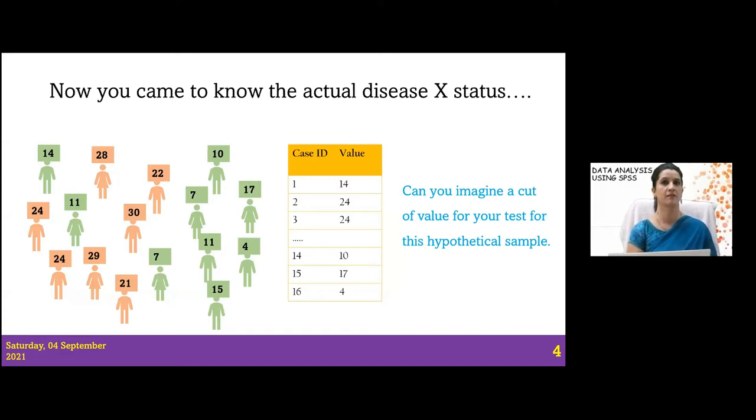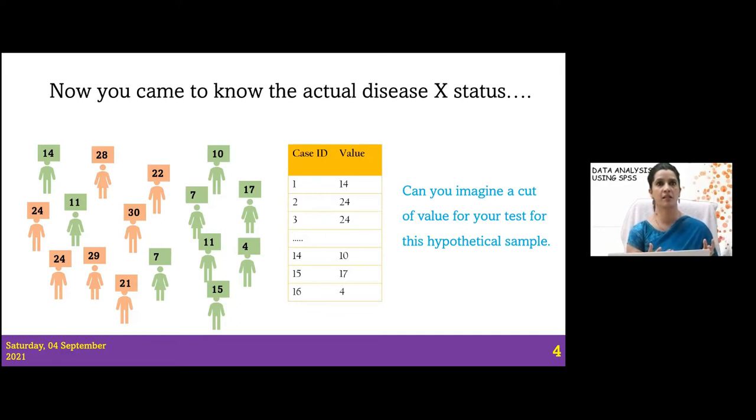So yes, Praveen, Ria, everybody is writing 20. You can see here that all the green people have a score less than 20, like 10, 14, 7, 11, 17. And if you see the red, they have 21, 29, 22. So the cutoff may range from 18, because there is no person here with 18, 19 or 20. So I can say that if it is more than 20, then it is a disease. And if it is less than 20, then there is no disease. So some hypothetical example, yes.